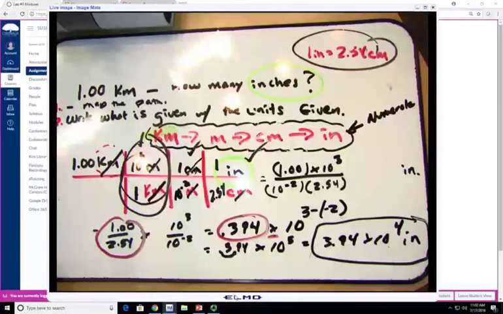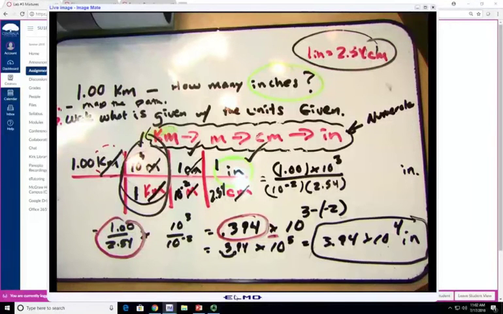Yes, that's standard, proper scientific notation. That's right, because I moved the decimal. I changed the value of the number it's being multiplied by, so therefore I have to change the exponent, because I changed it by a factor of 10.